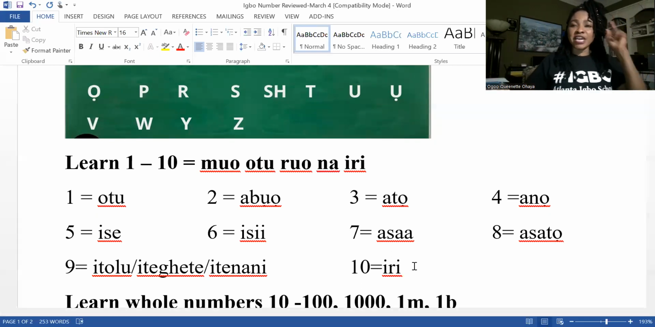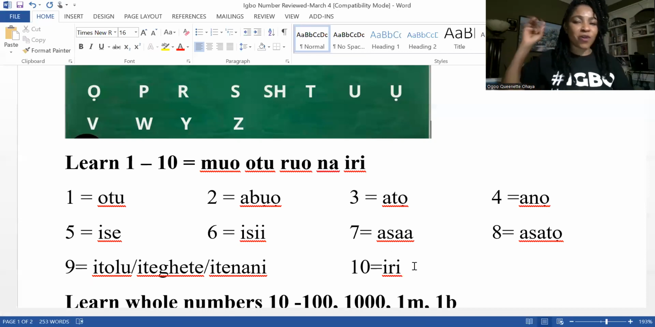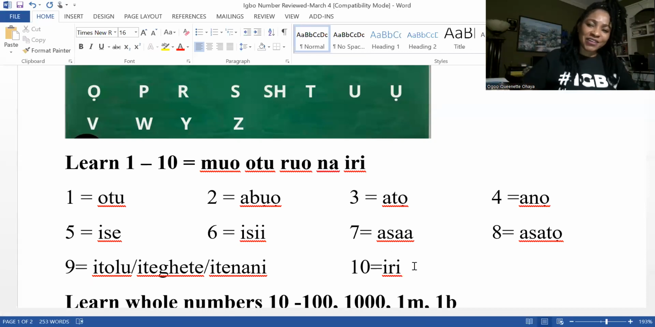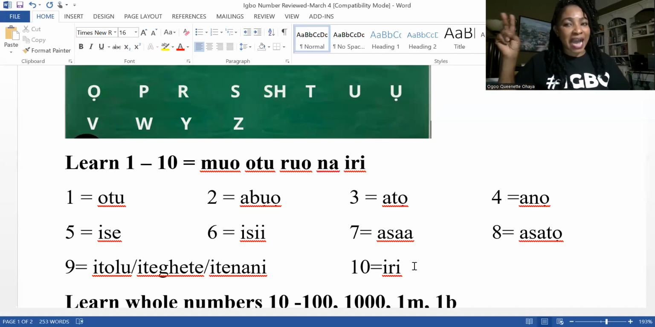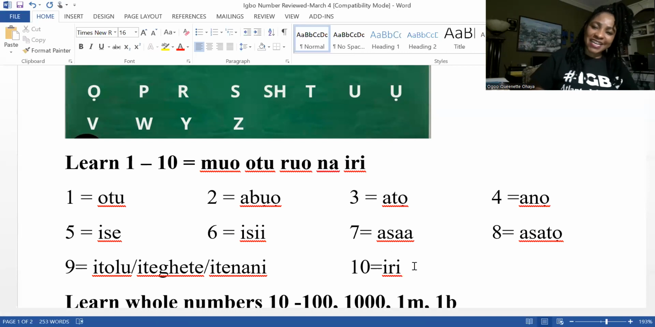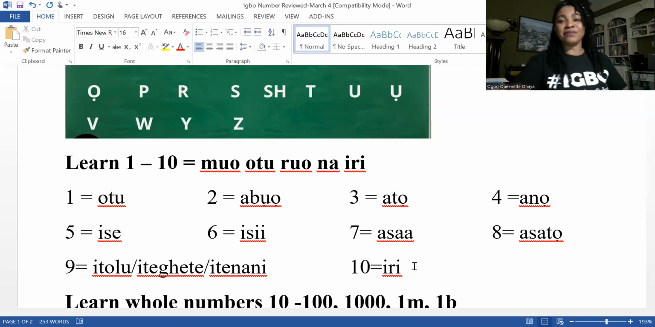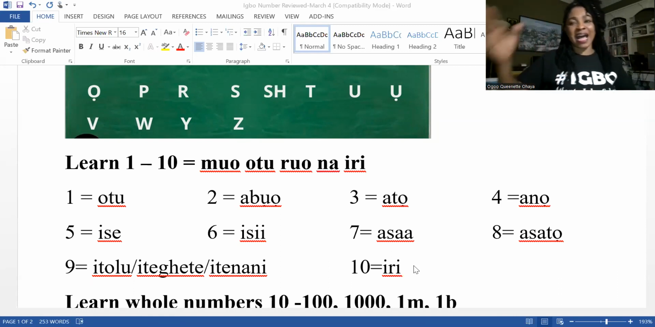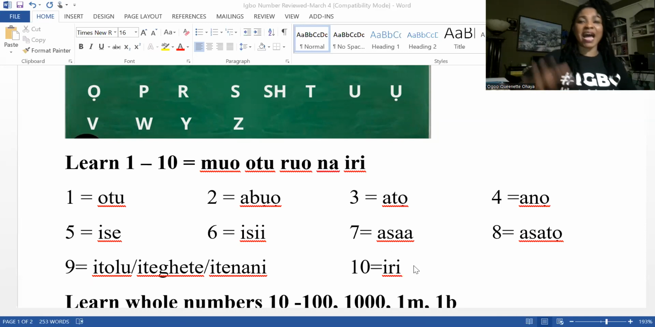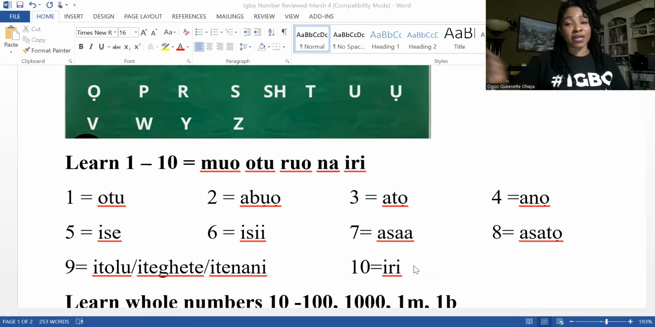Now 11. Iri na. What's 1? Otu. 12. Iri na. Then what's 2? Abụọ. 13. Iri na atọ. 14. Iri na anọ. 15. Iri na ise. 16. Iri na isii. 17. Iri na asaa. 18. Iri na asatọ. 19. Iri na itoolu, or you can say iri na itenani. Some people say iri na itegete, whichever one you like.